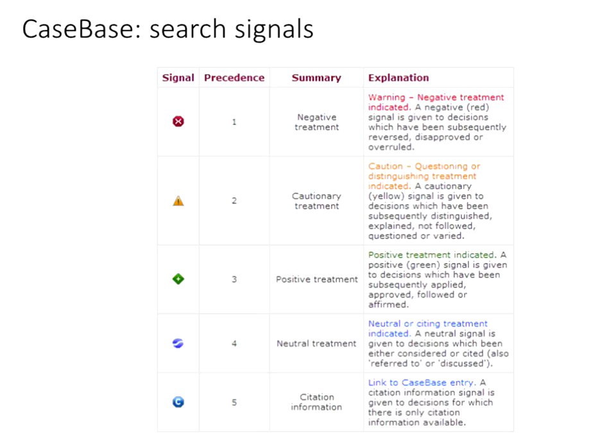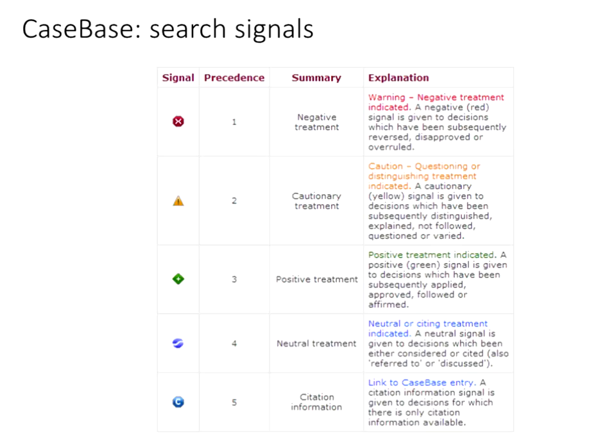Cautionary is sort of that middle of the road, being distinguished, explained, not followed, questioned, etc. So there's more discussion, more debate around it. And then positive treatment, so the green is that's where a decision has been subsequently applied, approved, followed or affirmed. So you need to understand those different areas.